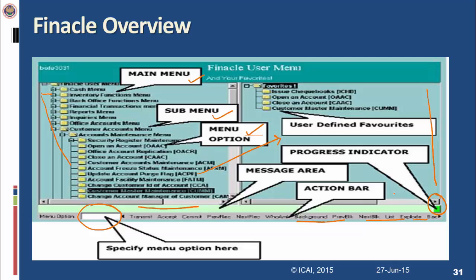Then this green one is the progress indicator. It has three colors: green, red, and orange. Green means the backend and the front end are both available for any queries. Red means the system is working and you cannot do anything on this front screen or the backend. Orange means the backend is free and the system is preparing the front screens. Right, so this is the progress indicator, and these are the user defined favorites.